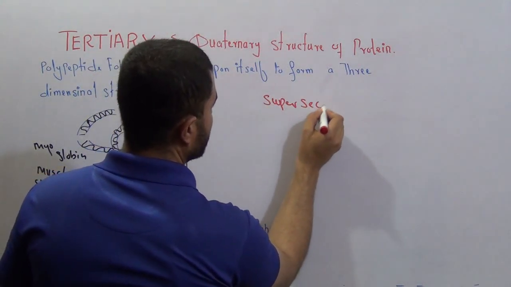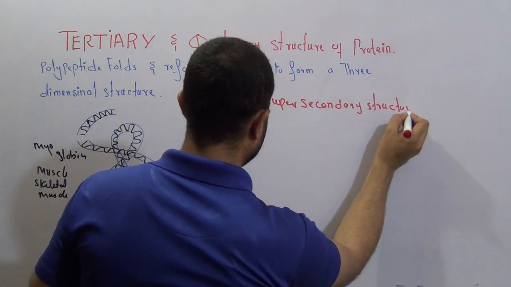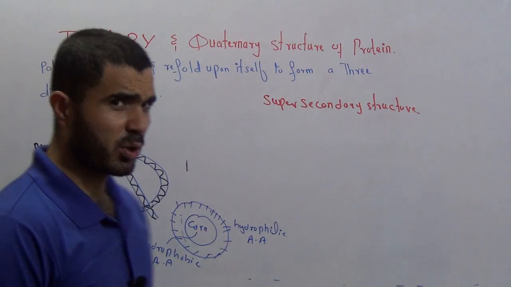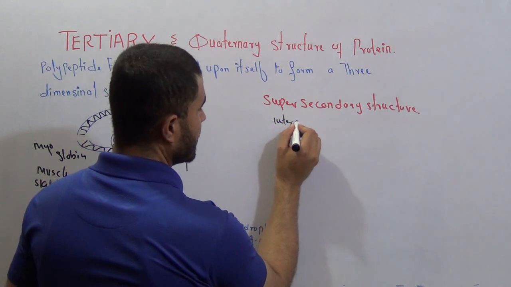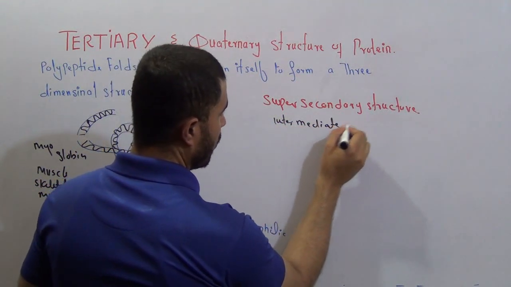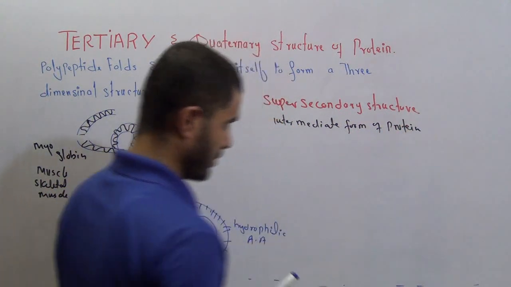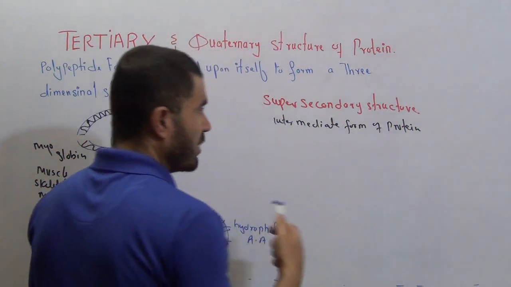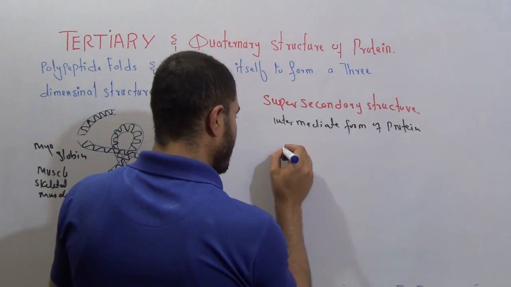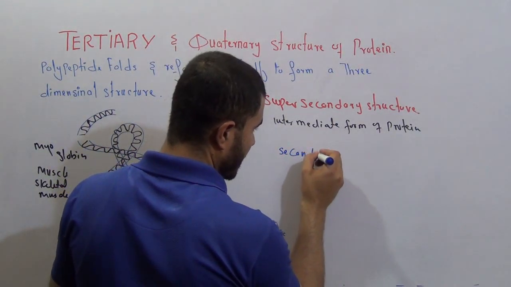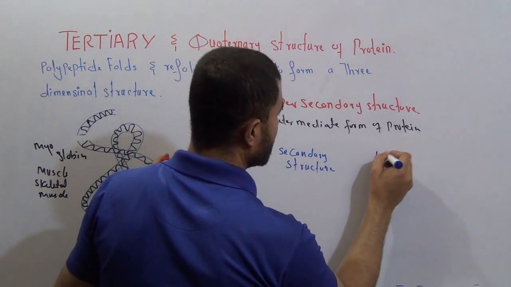According to the book of Satyanarayan, supersecondary structure is the intermediate form of protein. Intermediate form of structure. Intermediate between what? So when the word intermediate comes, it will come between two things. That is secondary structure and tertiary structure.